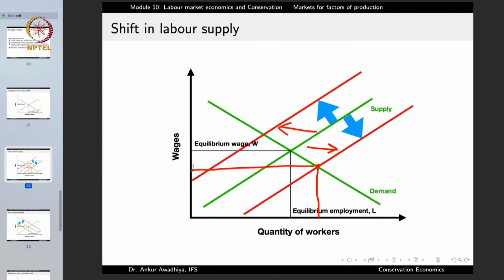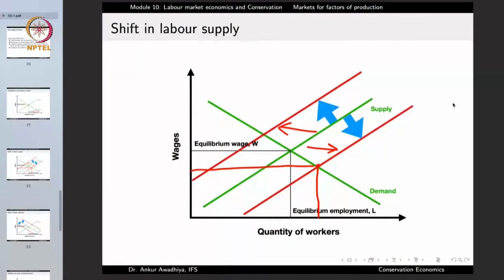So with an increased supply, with no change in the demand, we will have more workers employed, but at a lower prevailing wage rate. On the other hand, if there is a decrease in the supply, such as in the beginning of the agricultural season, the supply of labor to the industries decreases. So in that case, fewer workers will be employed in the industry, but they will get higher wages.